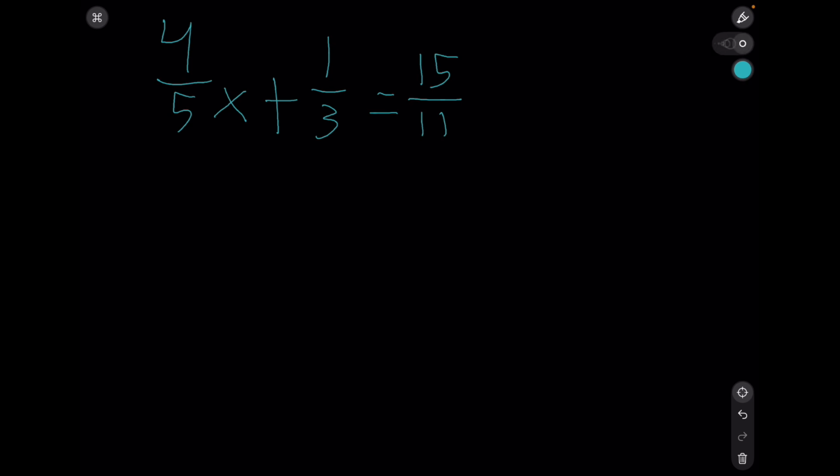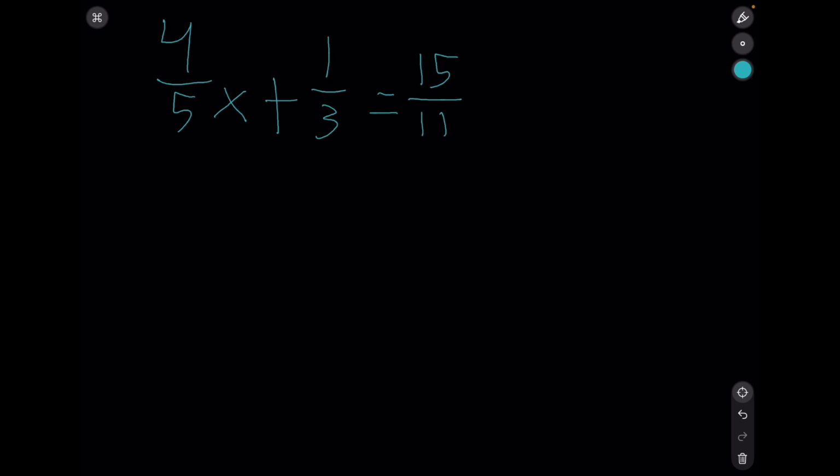And so let's do an even harder one. I'm trying to think of an equation right now that will stumble upon most of you. So I wrote it in very, very light pen, and I'm so sorry about that. But essentially, we have 4 over 5x plus 1/3 is equal to 15 over 11.